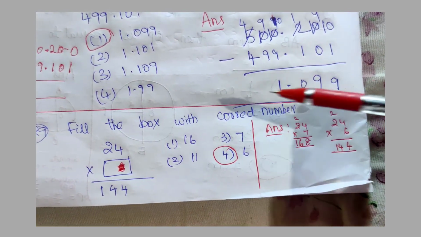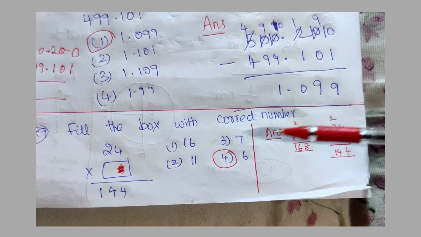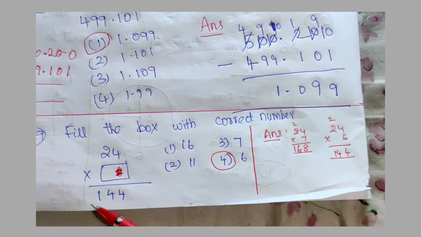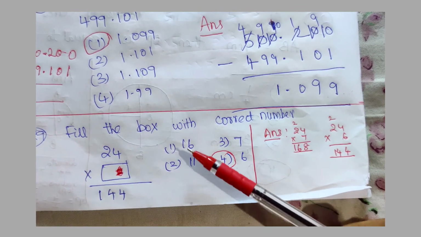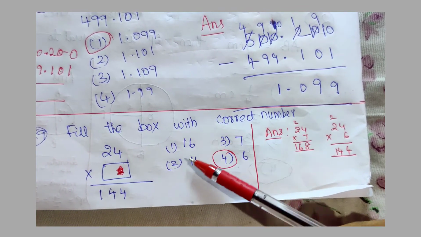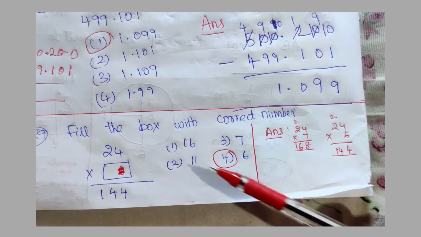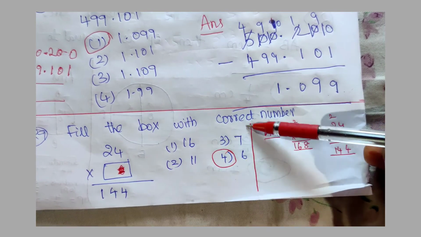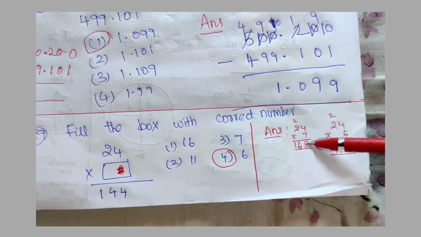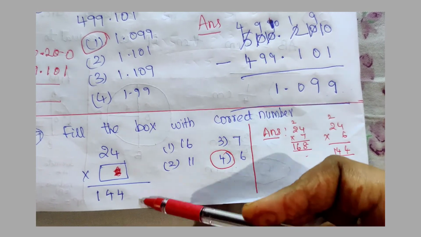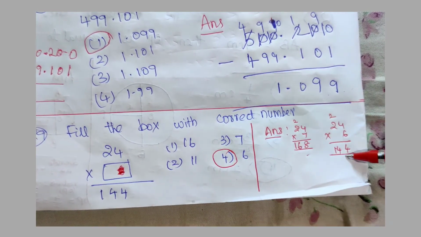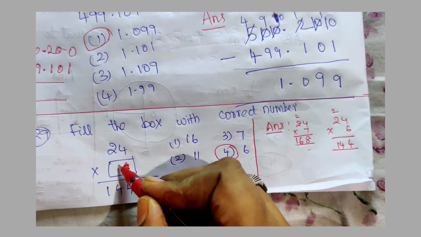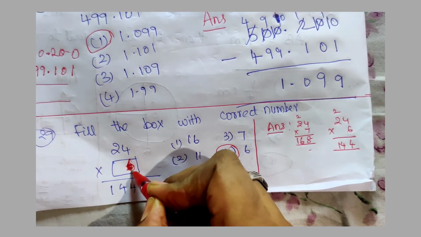Fill the box with the correct number. 24 into, in this box what should come? Initially the answer is a very small digit number, so don't try tactics. Try with a single digit number first. If you are not getting the answer, then you can go for double digit numbers. First try either 7 or 6. If you take 7, the answer is 168, which is wrong. Then try 6. When you try with 6, you have got the answer. So in this box 6 should come. In this box, 6 should come.